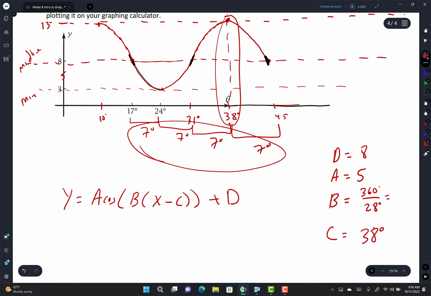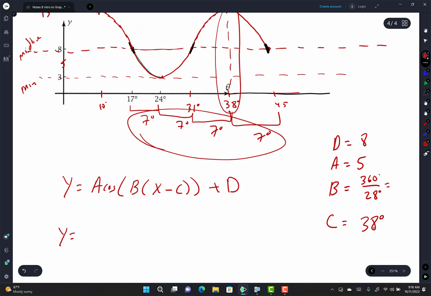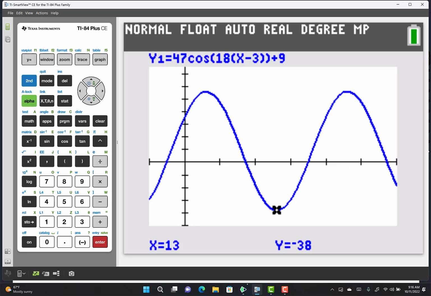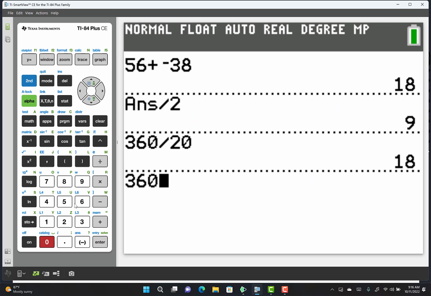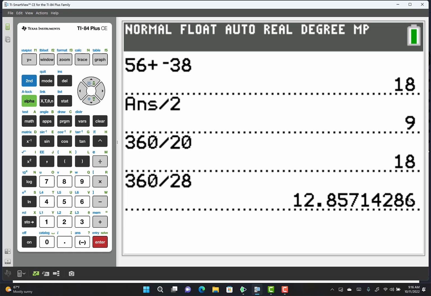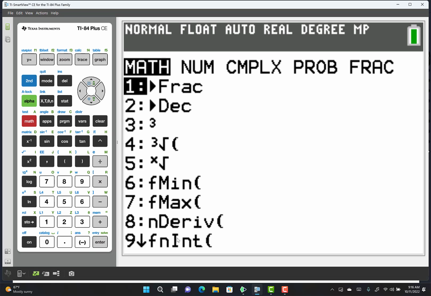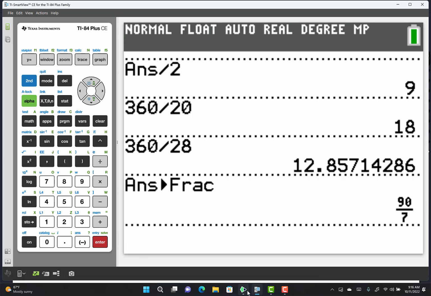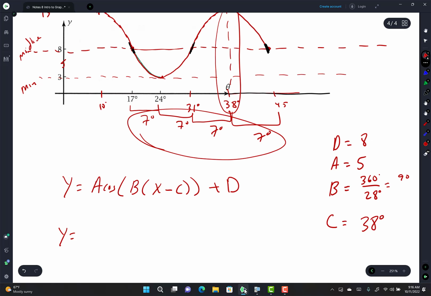All right, so here we go, guys. We got everything. Y equals, well, let me do what 360 divided by 28 is. It might be a decimal, and I don't think it's going to be a pretty number. 360 divided by 28. Do not leave it like this. Do not put down that decimal because it goes on forever. Just turn it into a fraction. 90 over 7. Okay, here we go. 5 cosine, open parenthesis, 90 over 7, open another one, x minus 38, close, close, plus 8.